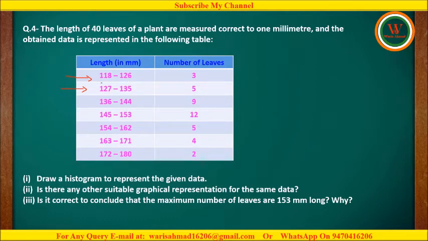Let us consider any class. Suppose I am taking the very first class interval 118 to 126. From here we can select the upper limit of the class. The upper limit of this class is 126, so we can write here 126.